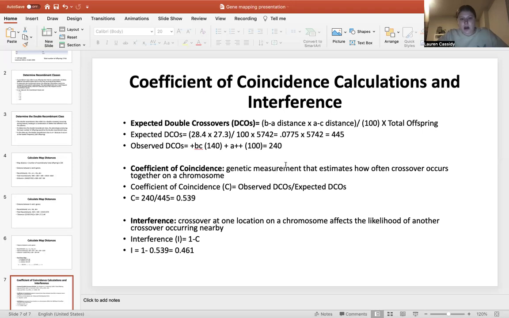And to calculate our coefficient of coincidence, it's observed divided by expected, and that produces 0.539, and then our interference is 1 minus the coefficient, and that's 0.461, and this means that the observed frequency of the double crossover between the two gene loci is 53.9% of what would be expected if the crossovers occurred independently of each locus, suggesting a moderate level of interference where one crossover reduces the likelihood of another nearby.